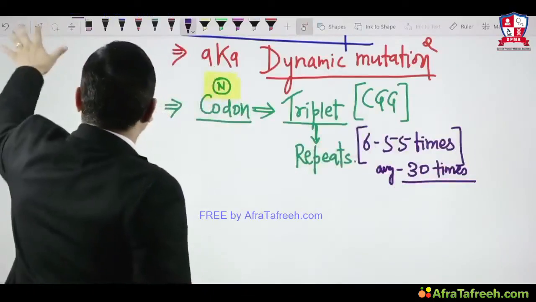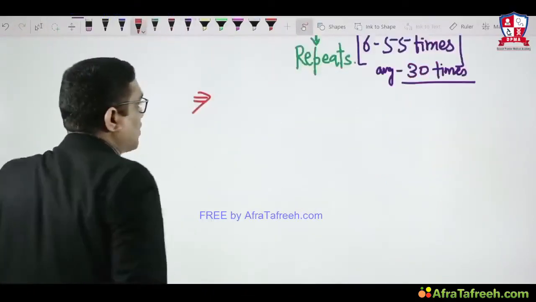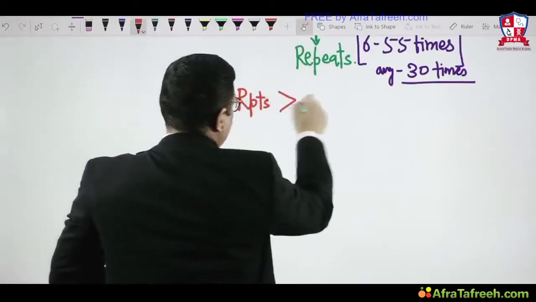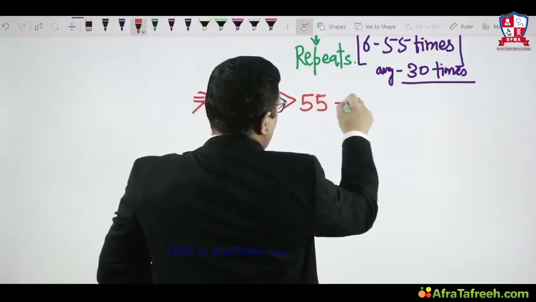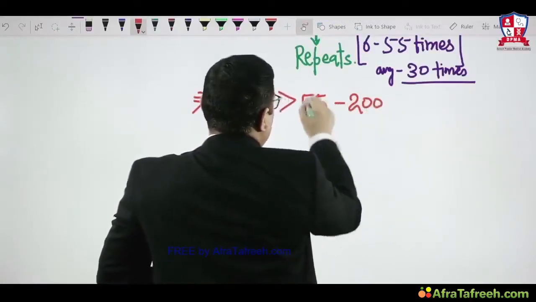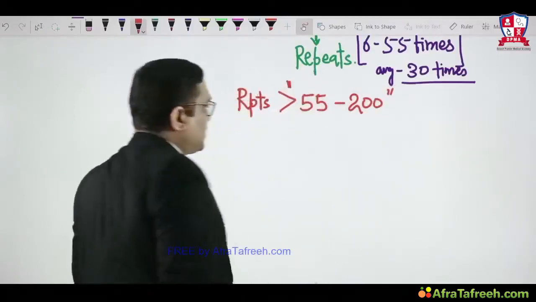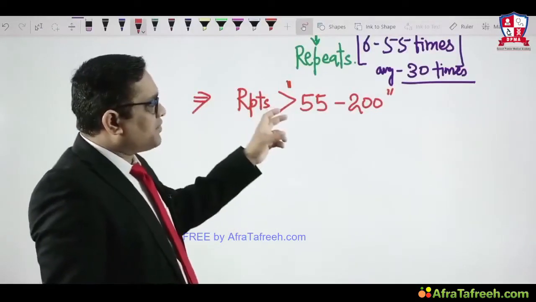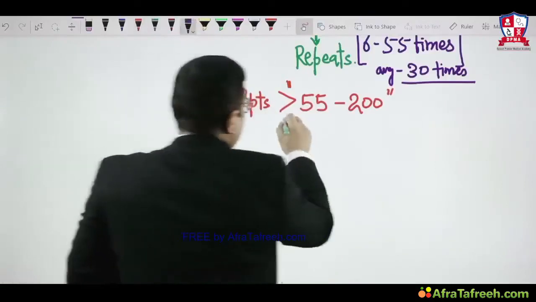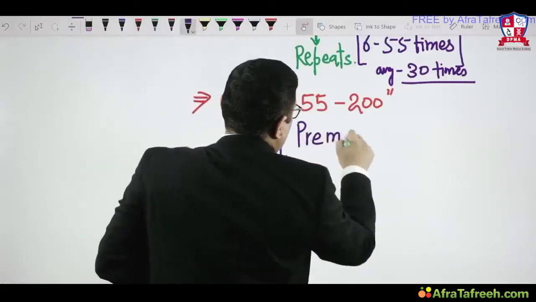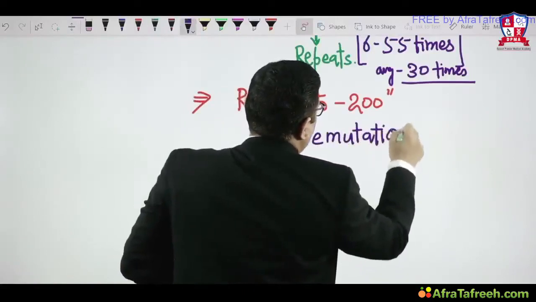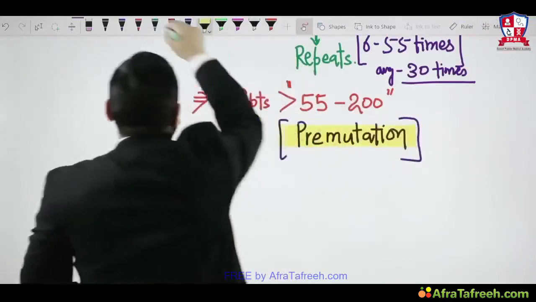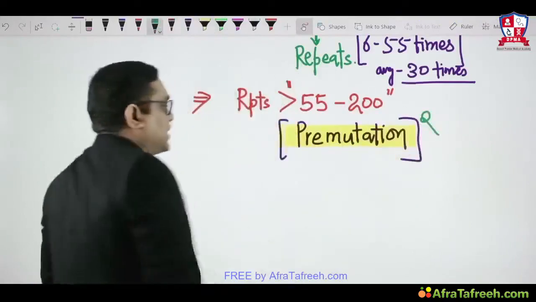So when you are seeing the number of repeats more than 55 and limited up to 200, so the number of repeats is 55 to 200, this type of thing will be called trinucleotide mutation. When we are seeing repeats from 55 to 200, these are called pre-mutation, and that was the All India question, right? Pre-mutation is associated with which of the following conditions? Trinucleotide repeat mutation. So that was the question in the All India exam.